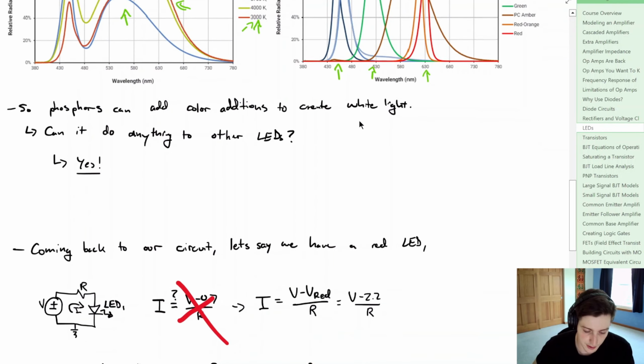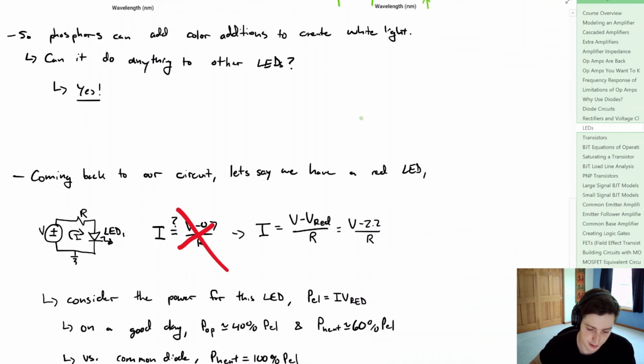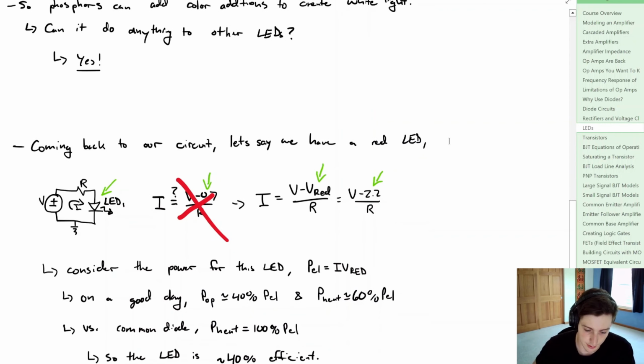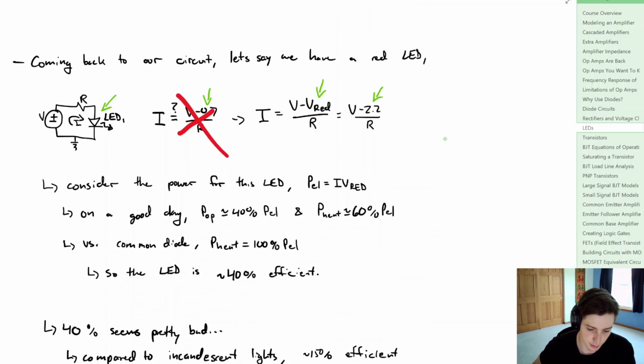But moving on, we can get back to our original circuit. So instead of saying that we had the 0.7 voltage drop here, we replace the voltage of the diode simply as the voltage over the LED. And in our case, we're just going to assume that to be 2.2 volts, and we follow through in a similar fashion. Now something that's very useful is if we consider the electrical power to this LED, which is going to be denoted by P subscript EL, and that's going to be equal to the current times the voltage over that red LED.